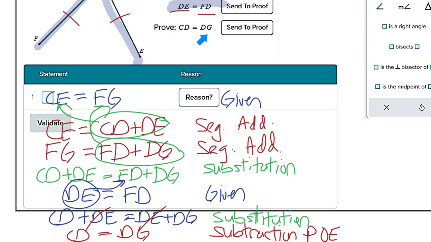By the way, the last one always should be what we're trying to prove. And that we did that by just subtracting DE to both sides, hence subtraction property of equality. This takes a lot of time, so don't be discouraged if you aren't getting this right away.